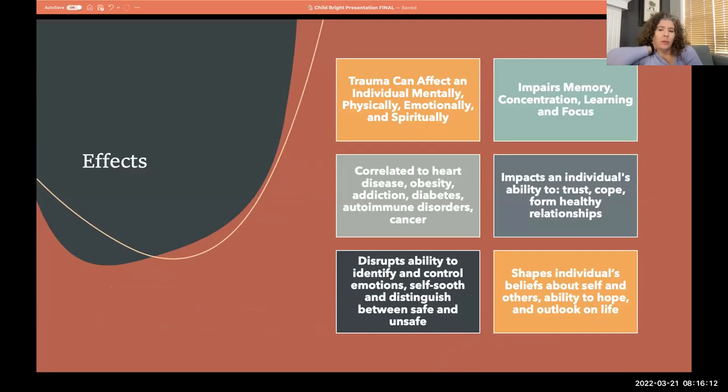We know that trauma can affect a person mentally, physically, emotionally, and spiritually, and it impacts memory and concentration. In Nicole's and my work with children, we see many that have ADHD diagnoses. And we know that sometimes if we're able to treat the trauma they've experienced, the symptoms of ADHD decrease and in some cases have actually disappeared. Trauma can also be correlated to physical ailments like diabetes or obesity. And we know that it can impact relationships and it can cause difficulty in emotional regulation.